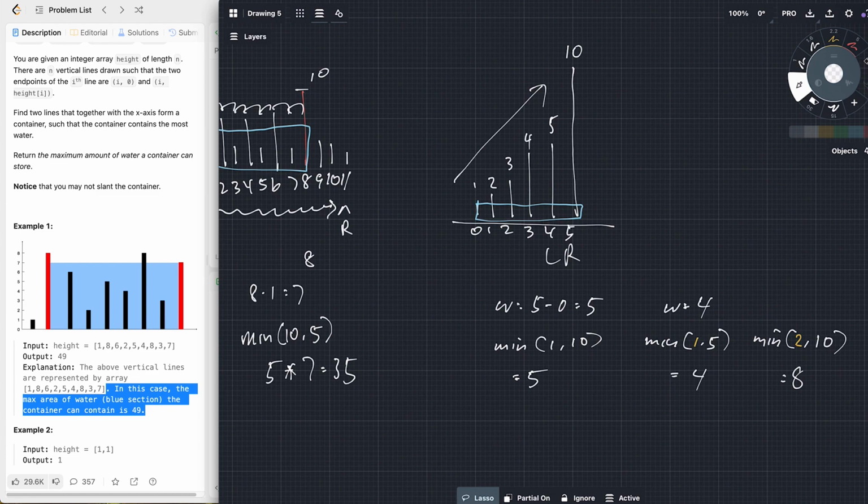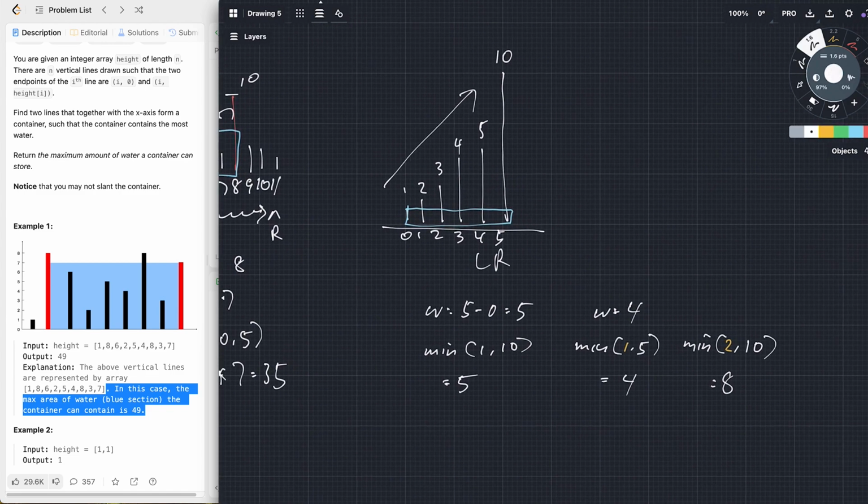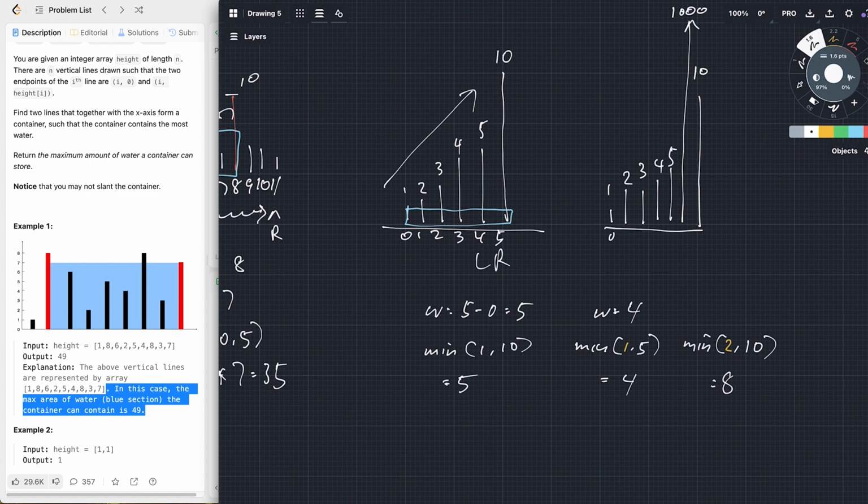Now, does that always work? Can we fall into a trap? Let's say there was a 1 here, there's a 10 here, and, you know, let's say there's like 1,000 here, right? Well, what do we want in this case, right? Let's say this is 2, this is 3, this is 4, this is 5.